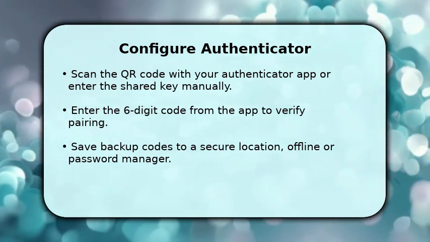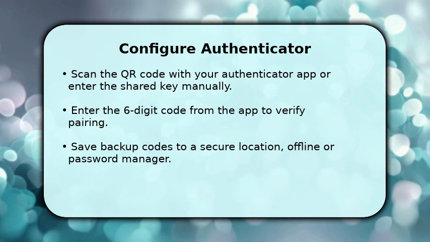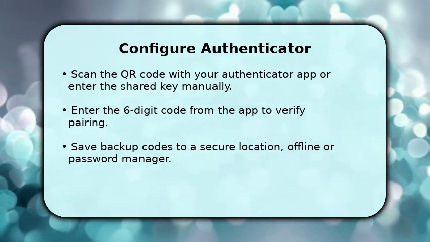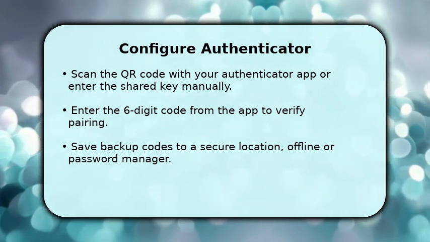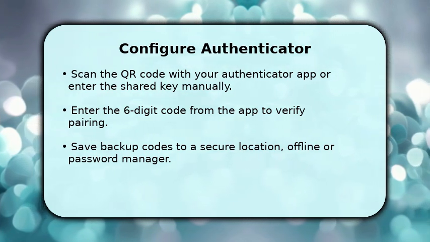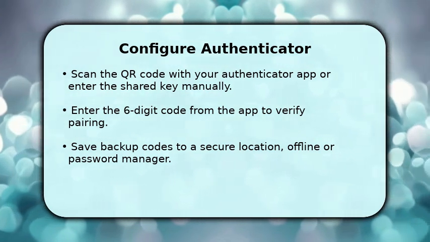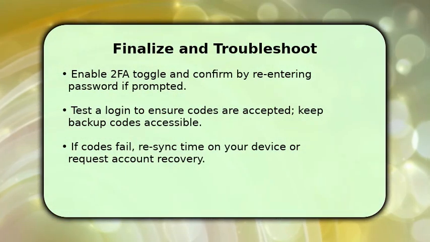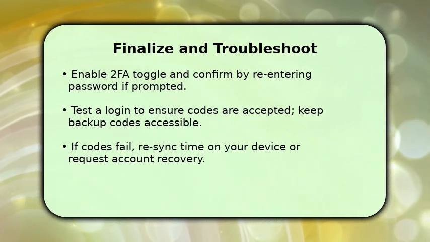Make sure to copy or download the backup codes offered by Sproutgigs and store them offline or in a password manager, because those codes are your recovery path if you lose your phone. Finish by flipping the Enable Two-Factor Authentication toggle and confirming any final prompts.